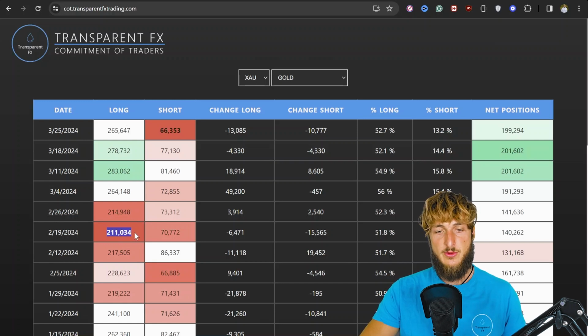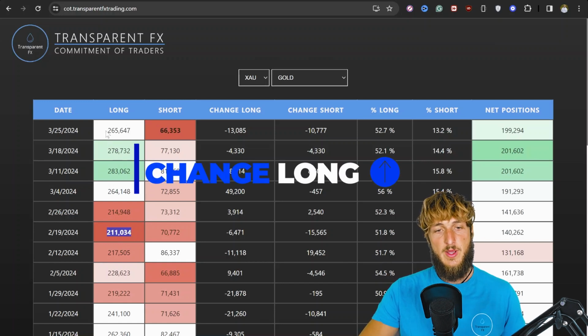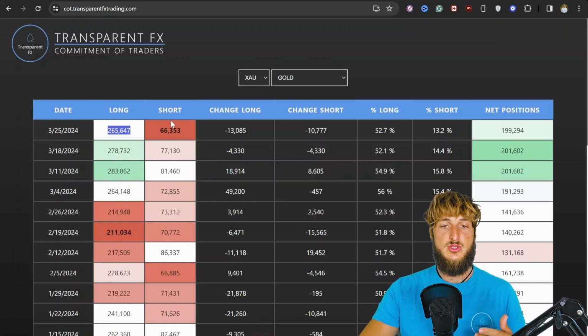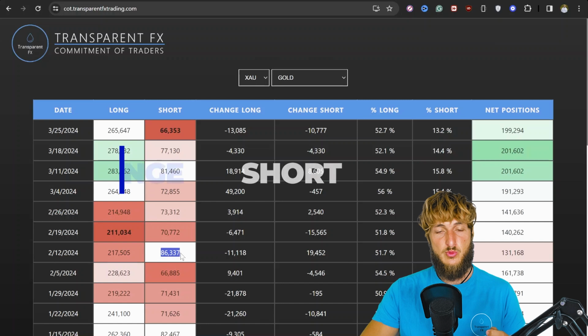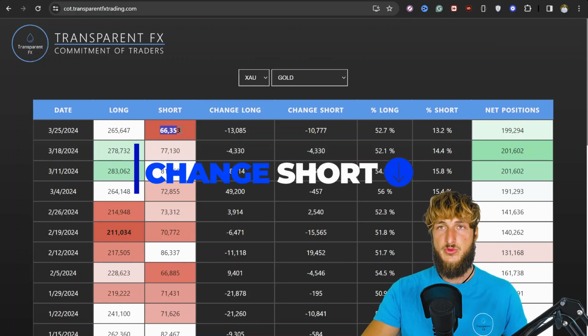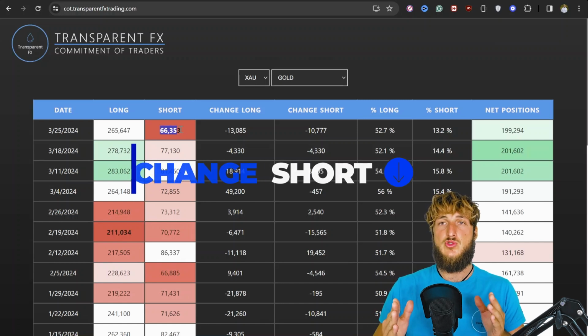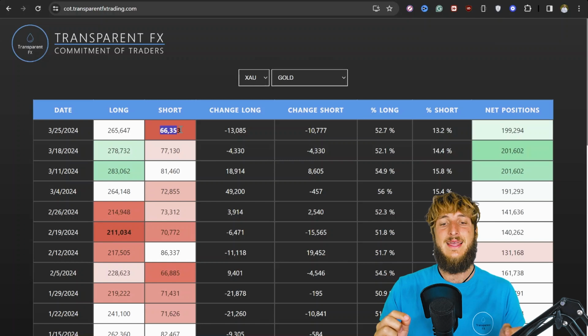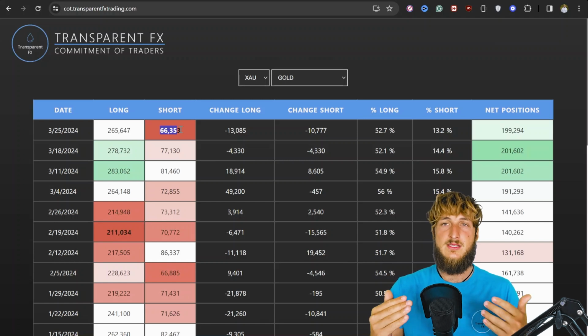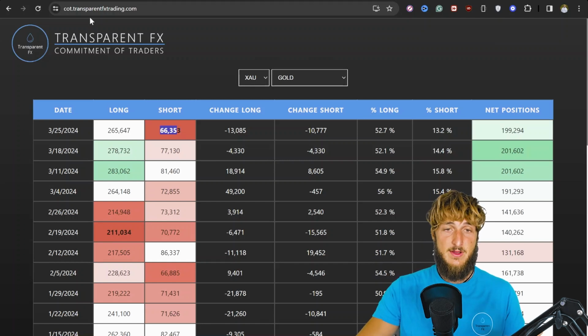We went from having 211k longs all the way up to 265k longs, and shorts actually got decreased from 86.3k to 66.3k. So with the last reports, institutions have increased their longs and decreased their shorts. So they expect gold to get stronger. And in fact, the market has been pushing to the upside quite aggressively.